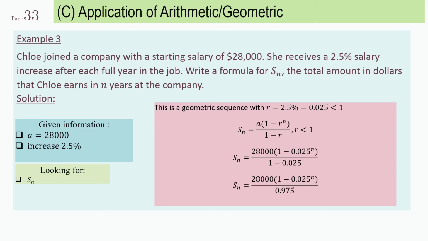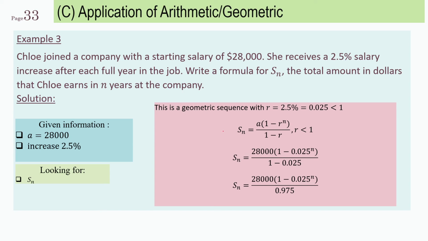Koi joined a company with a starting salary of 28,000. Okay, in Western countries, normally they will tell you the salary in yearly terms. Okay, not like in Malaysia, we always say in monthly terms. They normally state their salary in yearly terms. Okay, he received a 2.5% salary increase after each full year in the job. Write a formula for Sn, the total amount in dollars that Koi earns in a year.